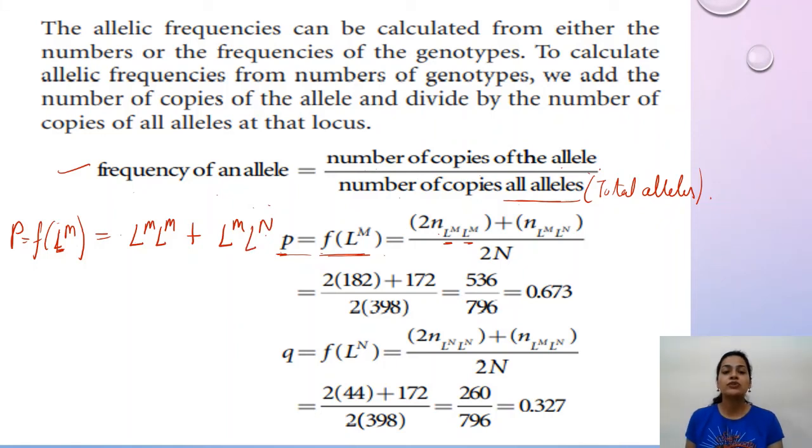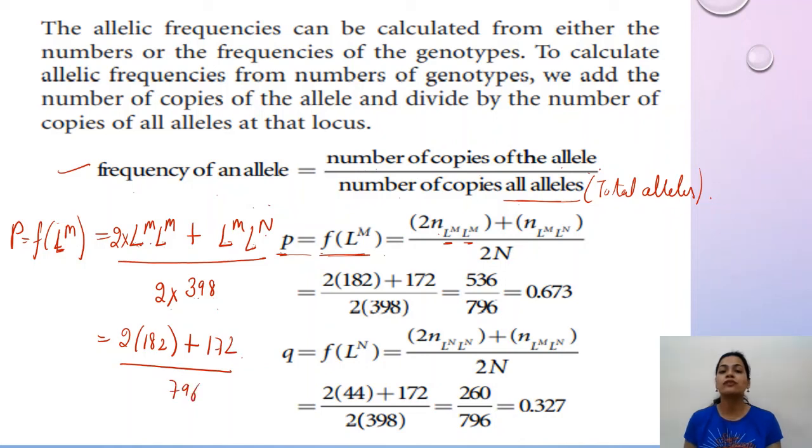Because each homozygous individual has two alleles, we multiply this by 2, and this is heterozygous, so we're not going to multiply here, and just divide by the total number of alleles. We have a total of 398 individuals, and each individual has 2 alleles, so we multiply this number by 2. How many individuals had LMLM? They were 182, so we write twice 182 plus the number of heterozygous individuals, 172, and this divided by 796, and ultimately we solve this. So this is the frequency of the one allele, LM.